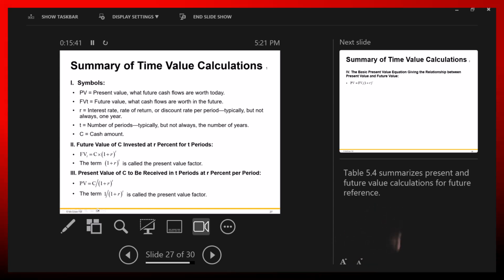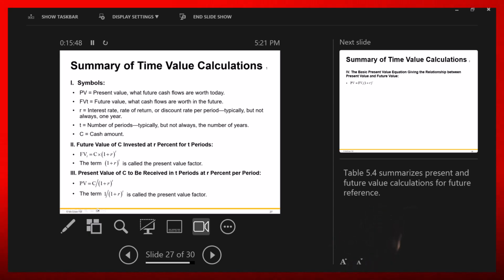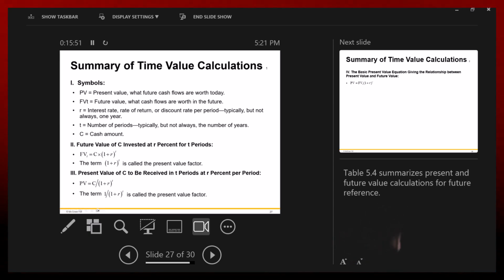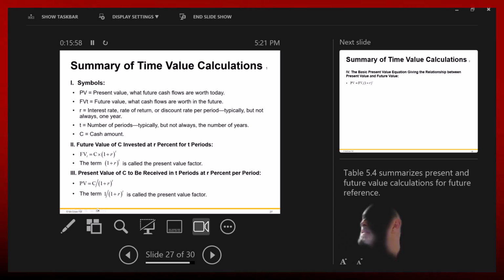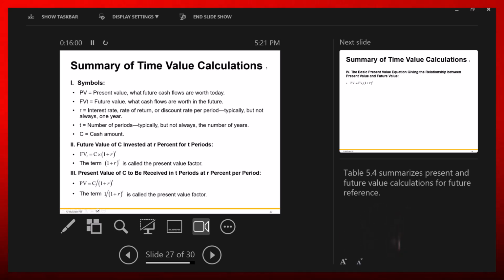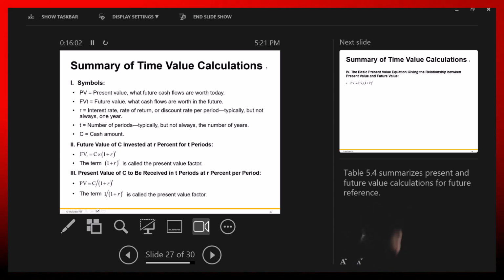Summary of time value calculations. In symbols, PV stands for present value. It's what future cash flows are worth today. FVT is future value, what cash flows are worth in the future. R is the interest rate. T is the number of periods. C is the cash amount. For the future value of C invested at R% for T periods, these are the formulas here, and for the present value of C to be received in T periods at R% per period, these are the formulas that are here.